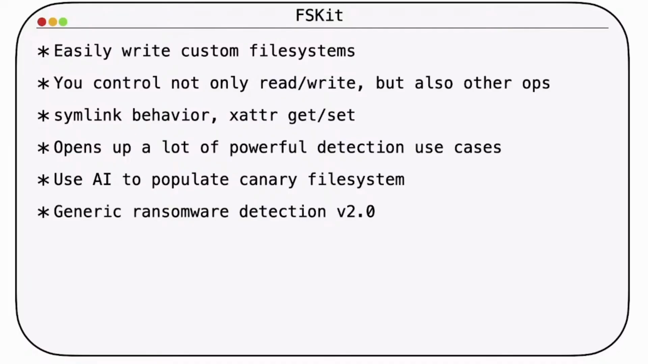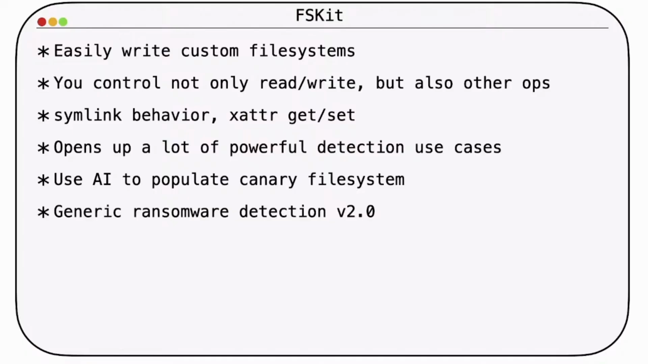And since it's almost compulsory, here's my obligatory AI thing. You can just use AI to populate a canary file system. And Patrick had an amazing blog post, all his blog posts are amazing, on generic ransomware detection. I think that was almost a decade ago. But I think this brings all those pieces together to actually create one.